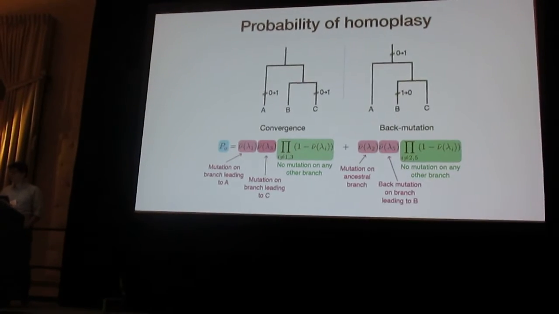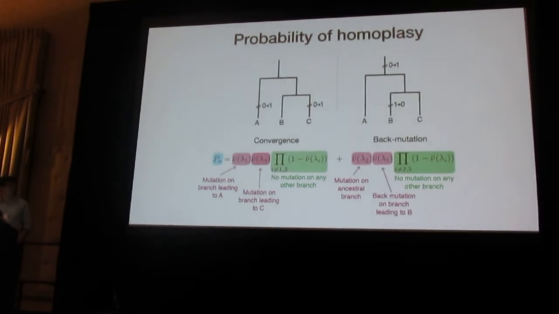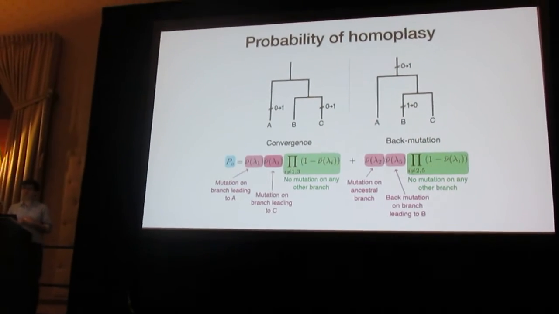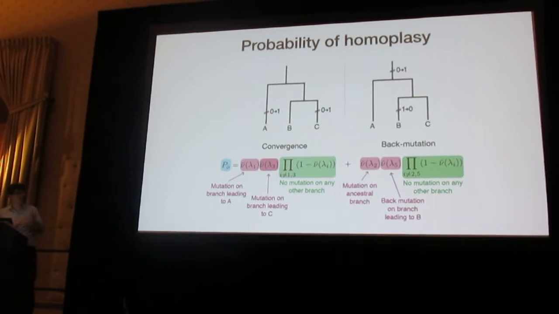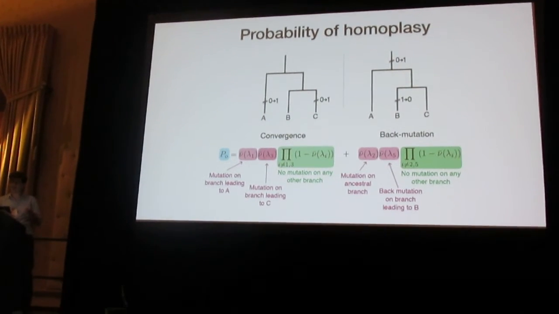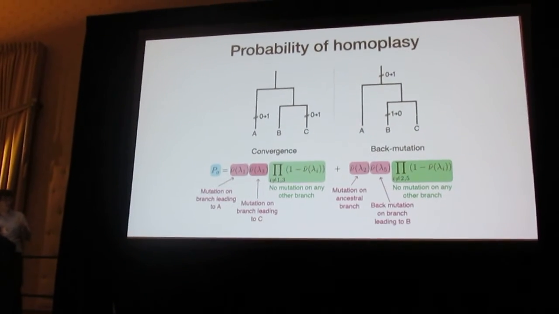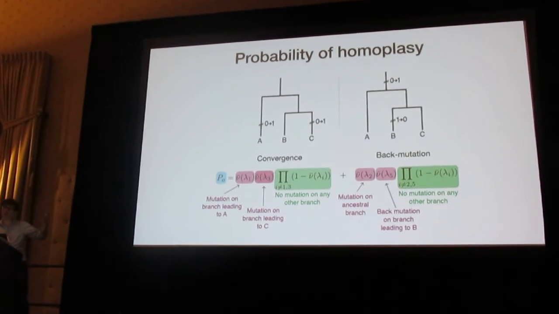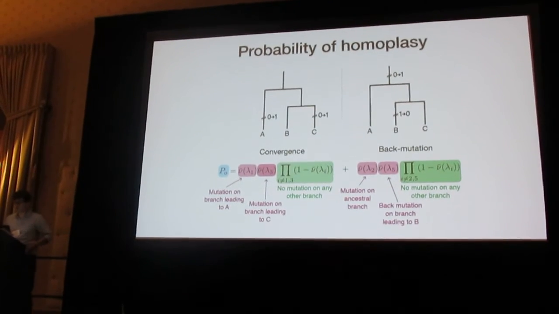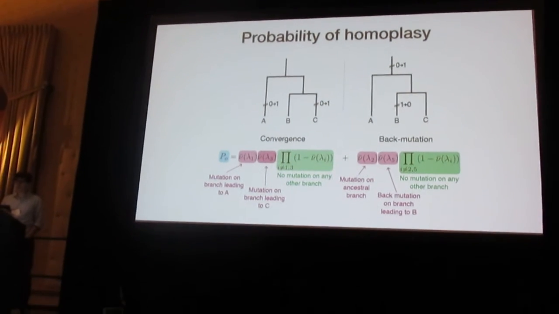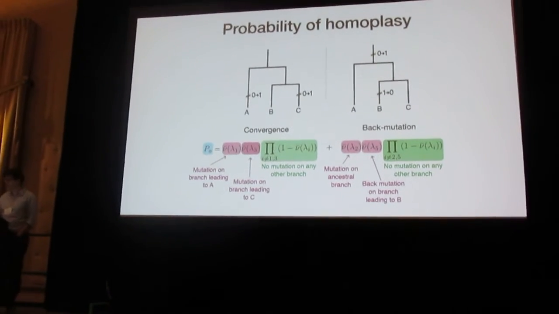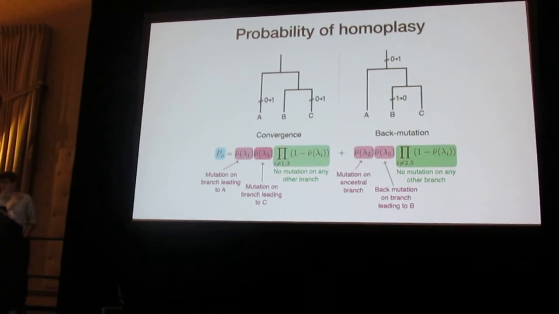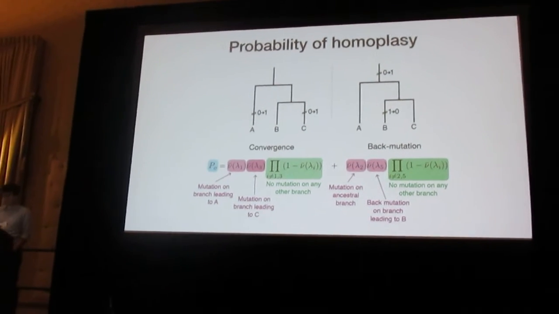And also, just to give homoplasy a fair shake, I'm including the possibility of back mutations playing a role. So instead of the two mutations leading to this pattern being on A and C, I'm imagining that the first mutation happened in the ancestor of all three species, and then B went back to the original zero ancestral state. But again, it's a product of two mutations and then no mutation in any other branches.